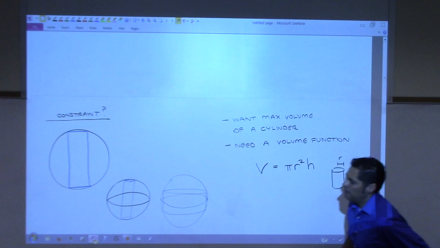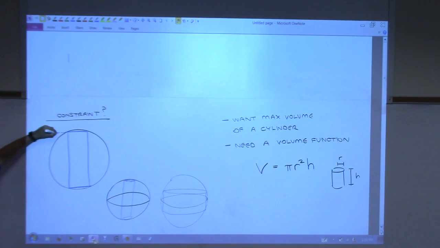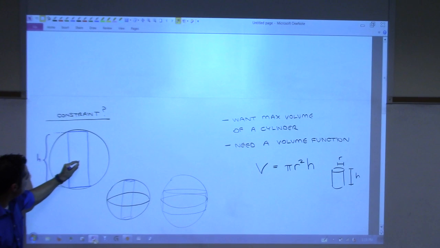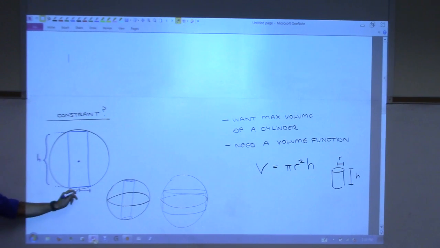Let's talk about that height. In this problem, the way I've drawn it, when we cut it, the distance from here to here is h, right? That's h. The distance from the center, let's put a center in here, to here is what? Little r, right? Everyone agree? Okay. Anything else on this picture that you know for sure?